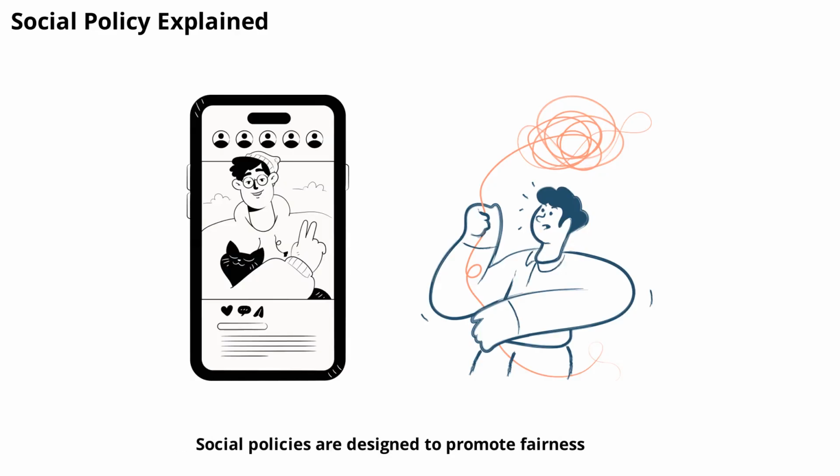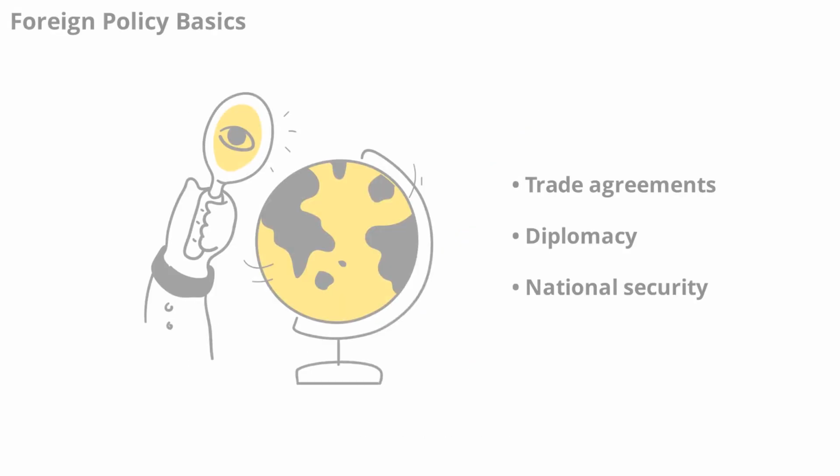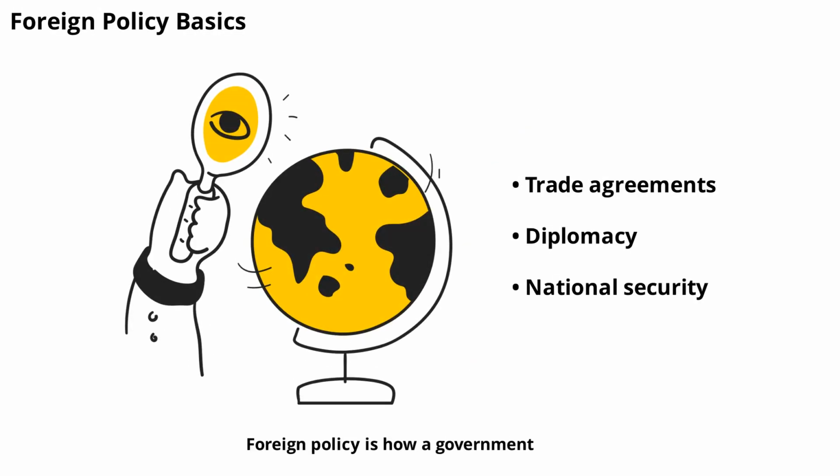Social policies are designed to promote fairness and improve quality of life for all citizens. Foreign policy is how a government manages its relationships with other countries. This includes decisions about trade, diplomacy, and national security. Governments use foreign policy to protect their interests, promote peace, and respond to global challenges.